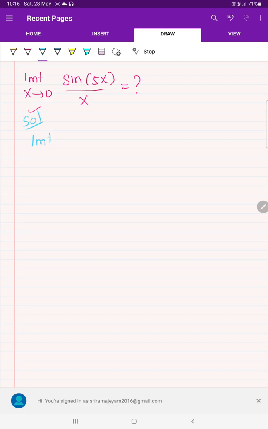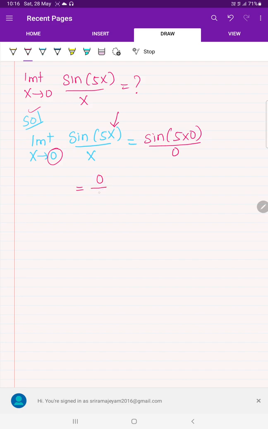Given, limit x approaching 0 of sine of 5x upon x equals what? Now, if I substitute the value, what do I replace x by? Sine of 5 times 0. When I replace x by 0, what is the value of 5 into 0? It is 0. Then what is the value of sine 0? The value of sine 0 is 0, sir. So 0 by 0. What is this? This form is called indeterminate form.